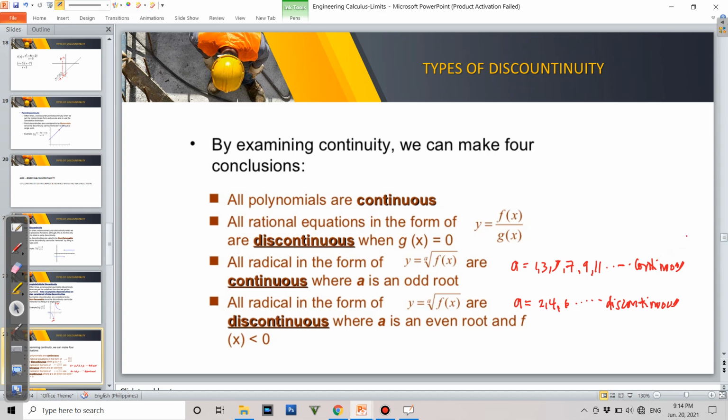Okay, so we have polynomial. Kapag polynomial, that is continuous. Discontinuous if we have a 0 divider or the 0 denominator, undefined na yun. And a radical that is having an a root of even numbers. Okay.